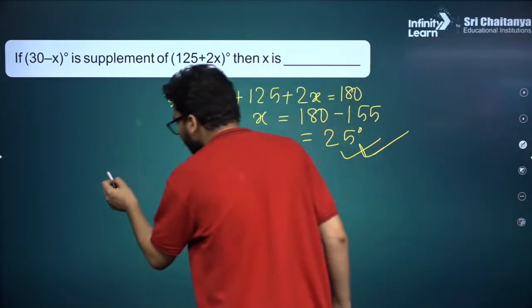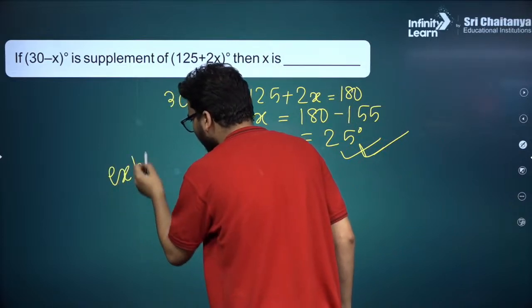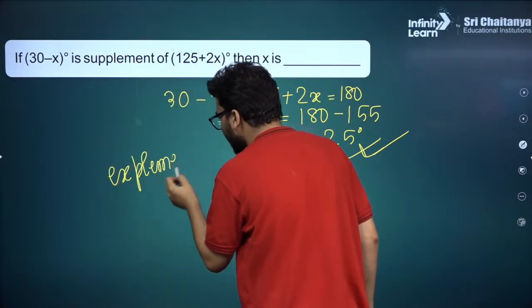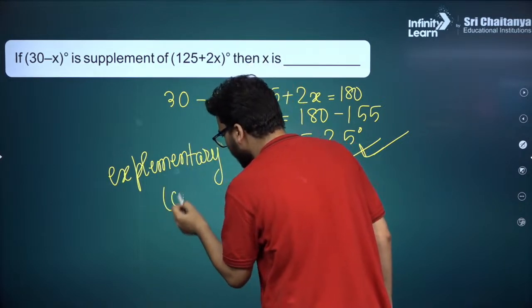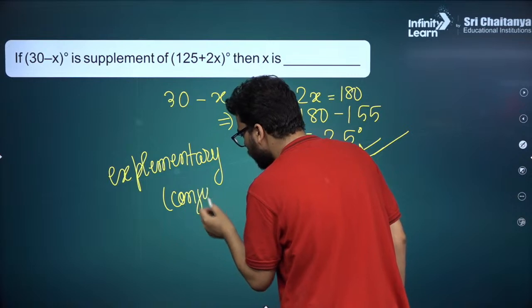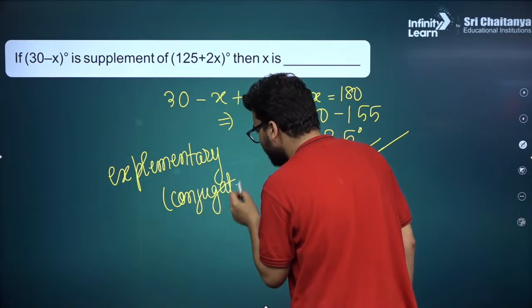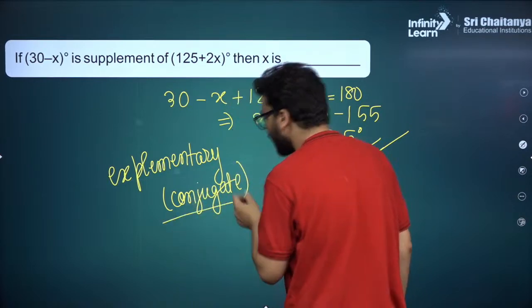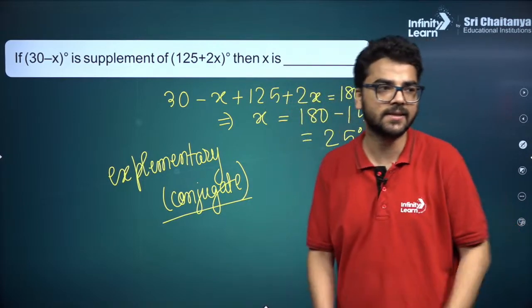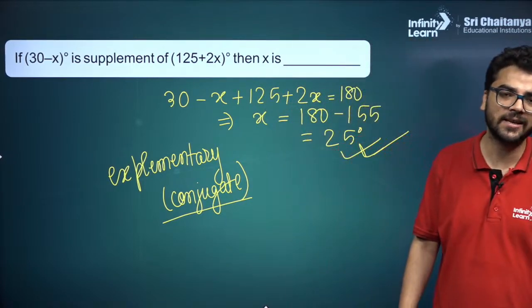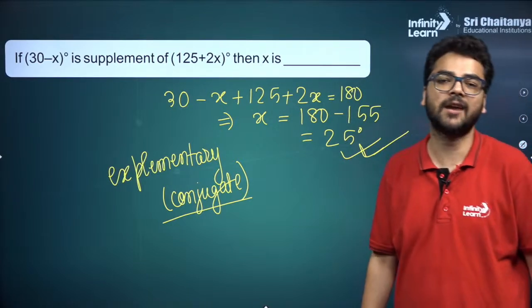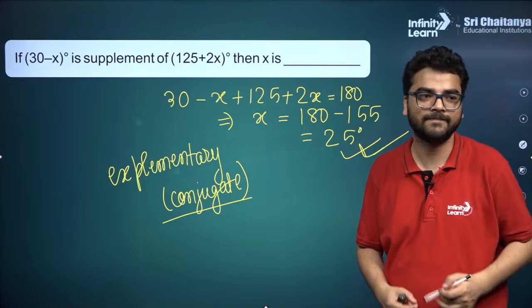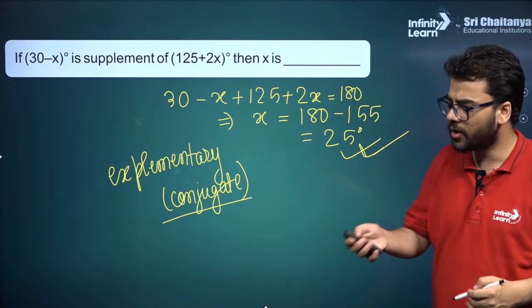I had already discussed this thing. If you have got two angles which are explementary angles, or we call them conjugate angles as well, their sum is 360 degrees. I hope this question is clear to every student in this session. Is this clear? Any doubt in this, guys? Just confirm that in the chat if possible. Okay, so let's move on to the next one.